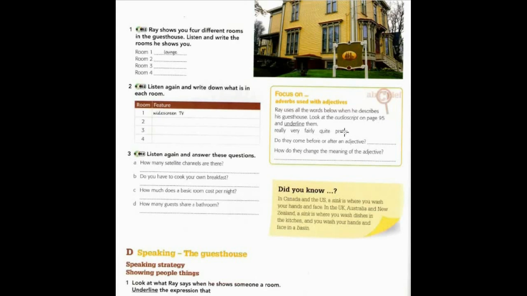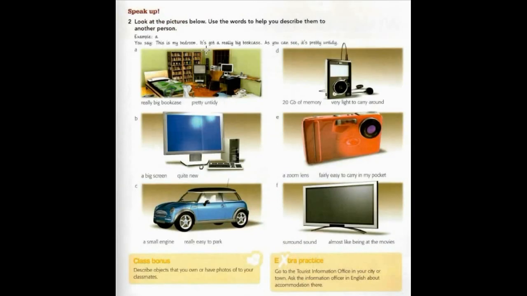Okay? These are the adverbs. They usually come before an adjective and make it weaker or stronger. For example, here we do have this point. Look at the pictures below. Use the words to help you describe them to another person. Okay, if you are showing more than one thing, then you can say these are. So we need to differentiate between the singular and plural.